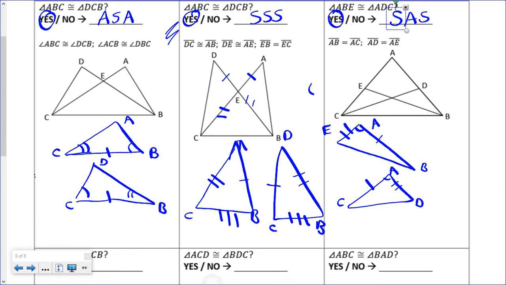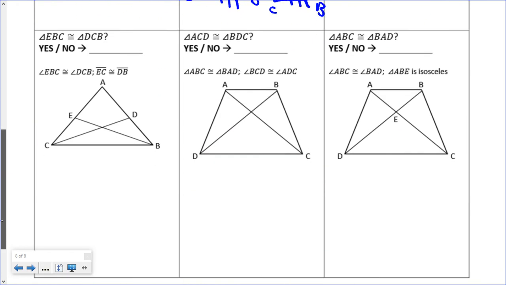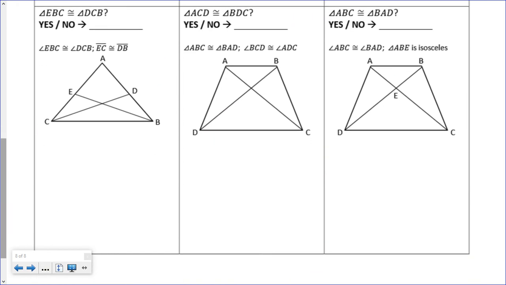All right, now the next three are a little bit tricky, but I want to give you guys an opportunity to wrestle with them for a second. So go ahead and work by yourself or with the person next to you. See if you can figure out these. Again, redraw, label, and then put the little congruencies in there and see what you can find out. I'll give you a couple minutes to do that, then we'll regroup.